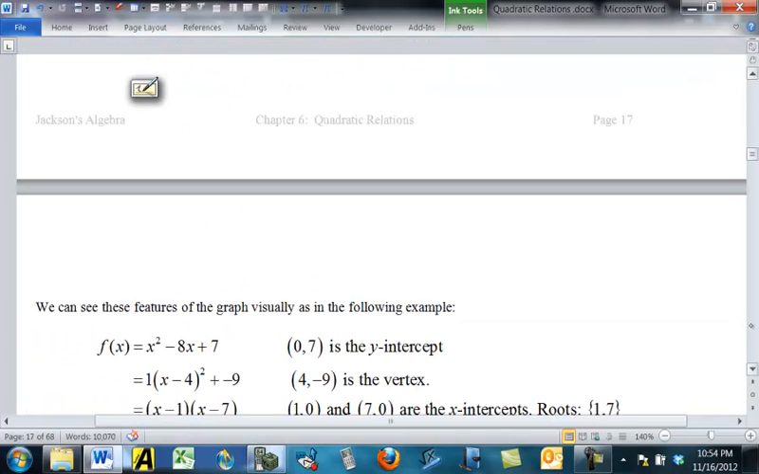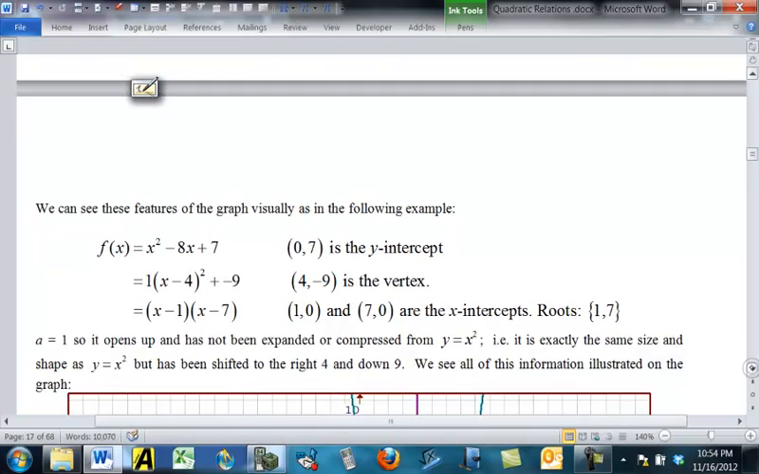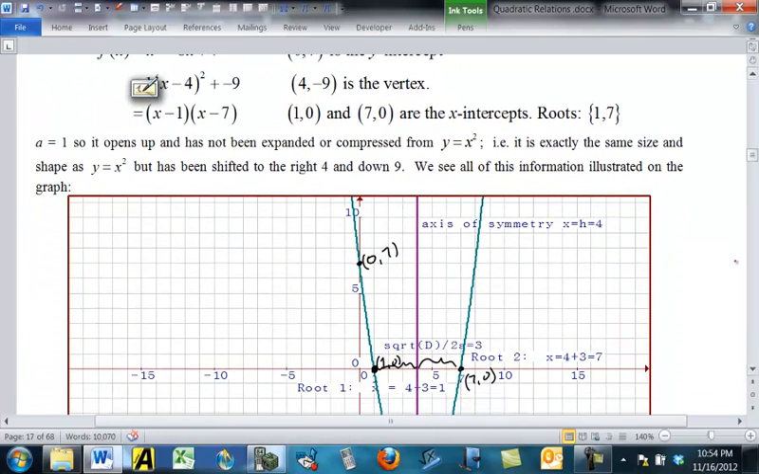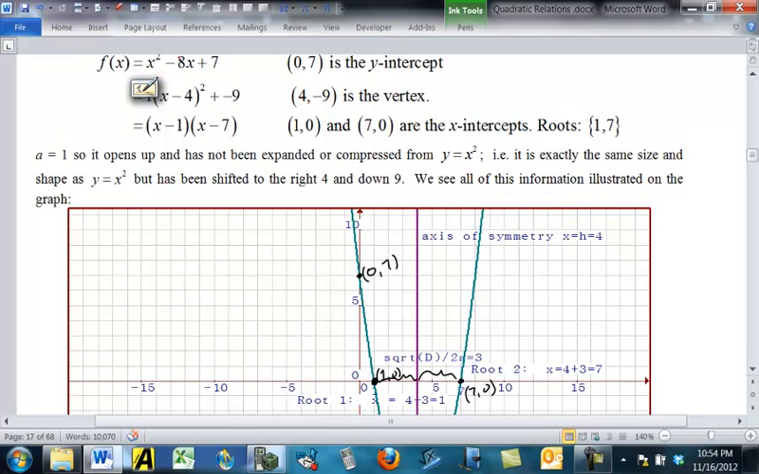Okay, so here's one. We looked at this one before. Notice that it is x squared minus 8x plus 7. You can see the y-intercept there. From the factored version, you can see the roots at 1 and 7 on the x-axis.